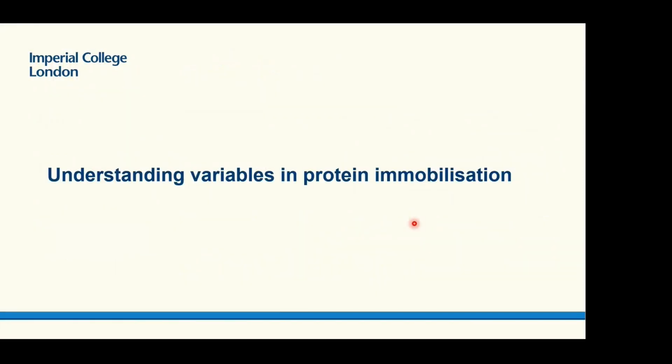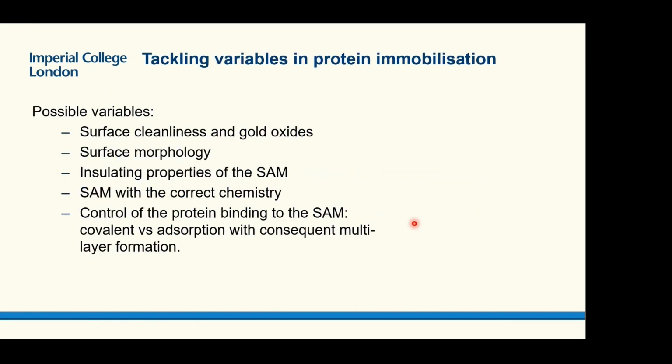That is instead to try to understand the variables in the protein immobilization and how we can use or tackle these variables to try to improve the immobilization of the protein on the electrode surface. So I give here a few examples of possible variables that you can tackle. Surface cleanliness, that is what Maxi also mentioned before. You have the surface morphology that can affect the behavior of the protein on the surface. And then there are some specific properties of the surface mineral layer that we can look at a little bit more in detail.